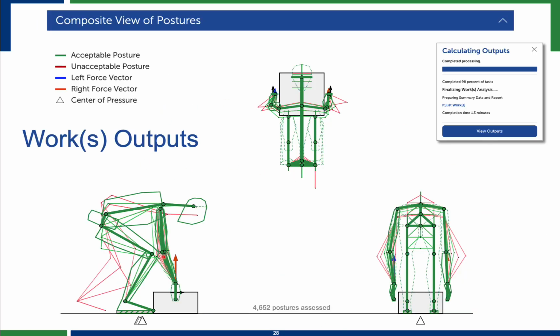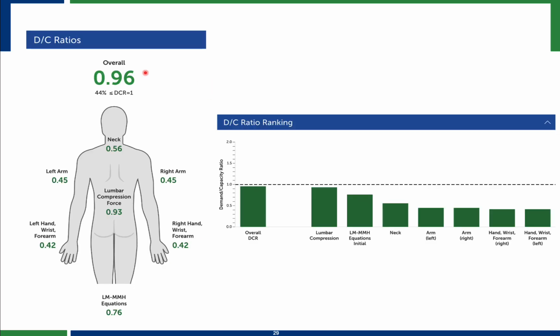I get these outputs, which you've already seen this figure here. You also would get a body map showing you the representative demand capacity ratio for the right and left hand, the right and left arm, compression, the neck, and Liberty Mutual where applicable. And then there's an overall score. So if this overall score is less than 1, it means that each of the body parts had at least 25% of the postures that would be acceptable. And these are also just ranked in order so you can quickly see the limiting factor here.